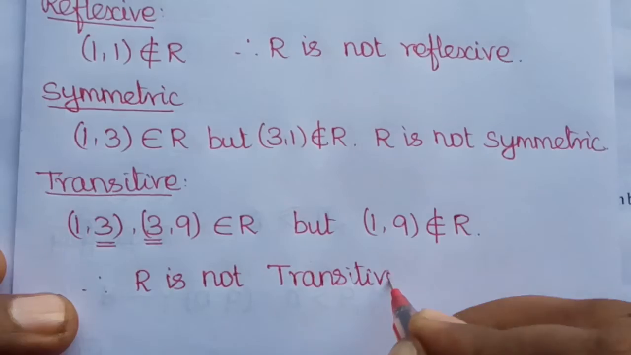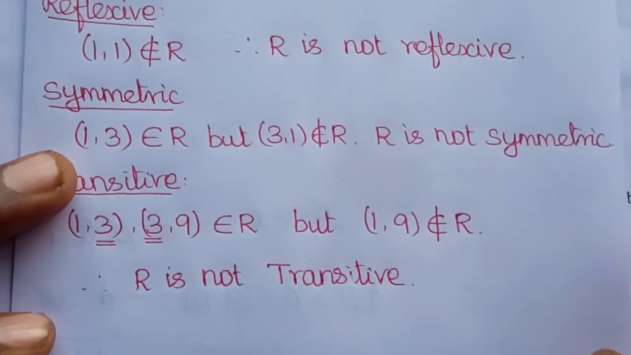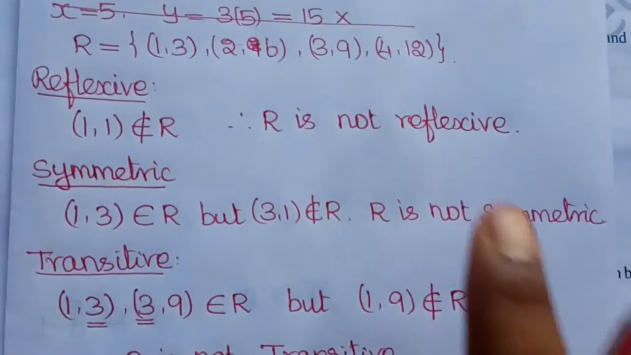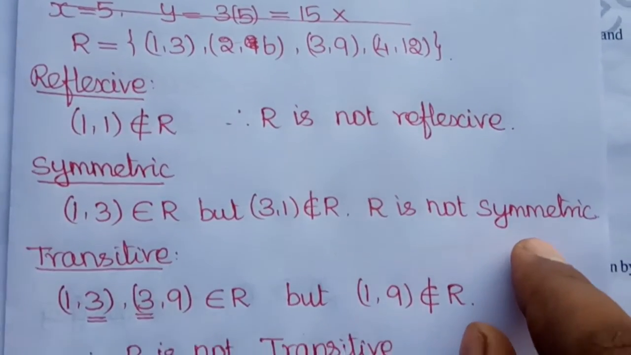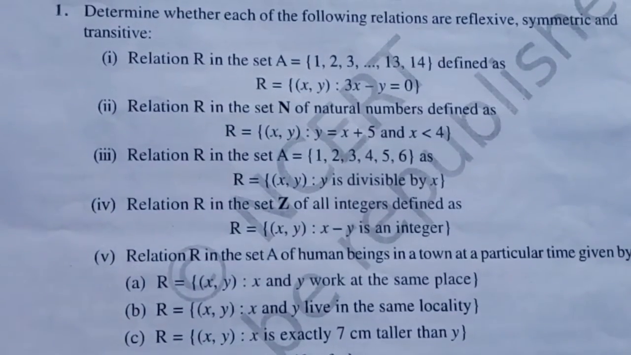The relation R is not transitive. So this is our first subdivision: it is not reflexive, not symmetric, not transitive. Then next we move on to the second subdivision.